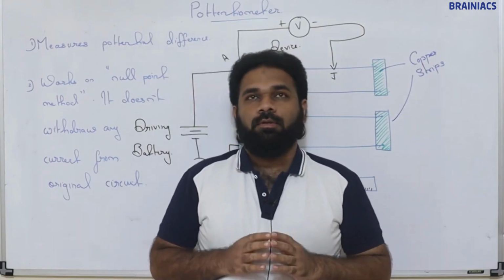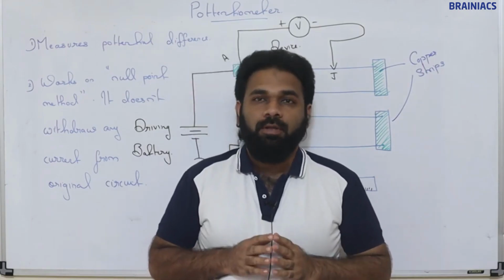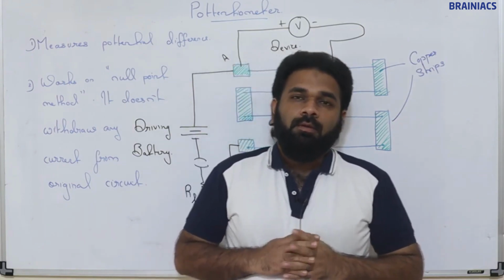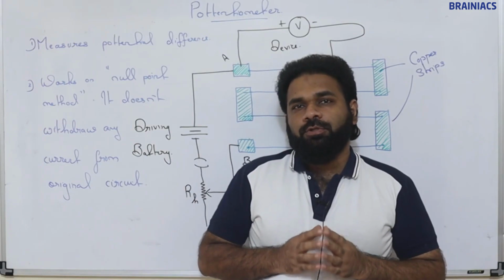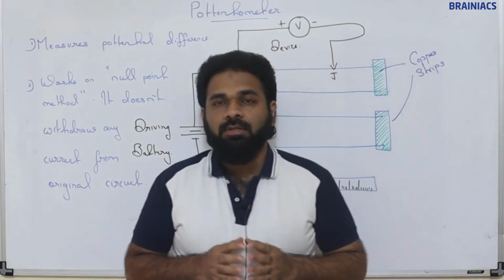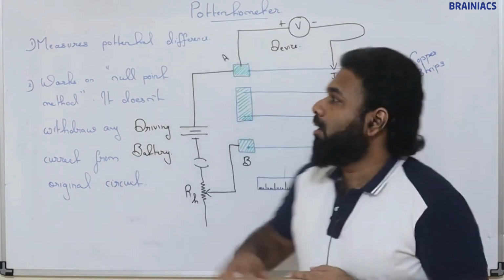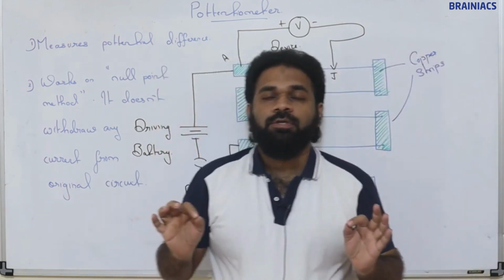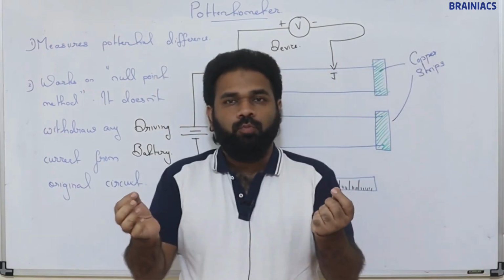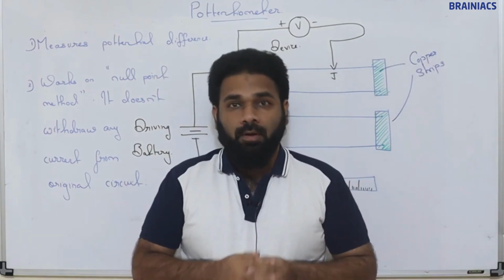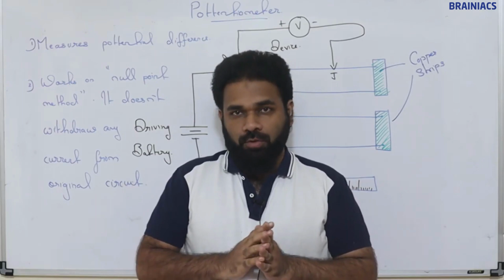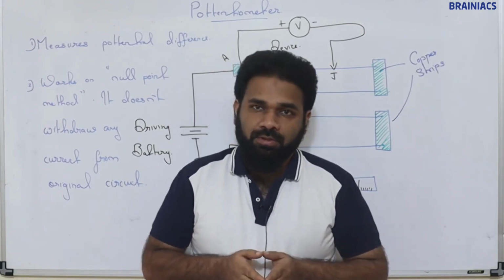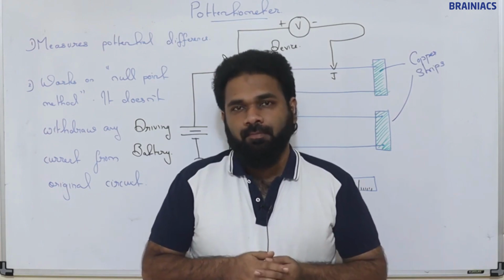Hi students, today we are going to discuss the potentiometer. So what is the use of a potentiometer? It is used to measure potential difference. Potential difference is between 2 points. Already we have studied the voltmeter. The voltmeter is also used to measure potential difference.